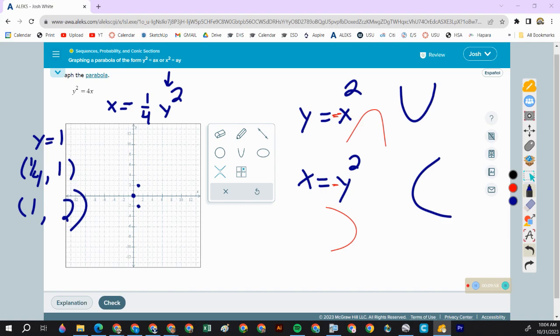Would plugging in 3 give me a nice number? 3 squared is 9. 9 divided by 4, not a nice number. What would be the next number that is a nice result? 4. So let's plug in y equals 4. 4 squared is 16, and 16 divided by 4 is 4. So 4 comma 4. So 4, 4, and 4, negative 4. So this is the parabola.